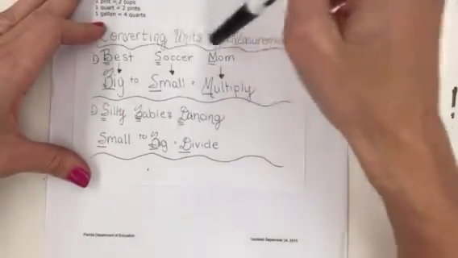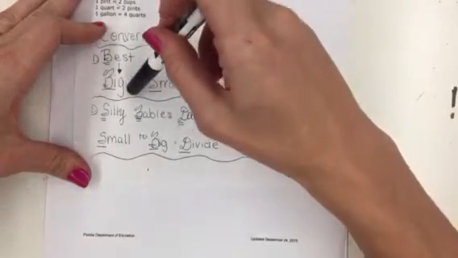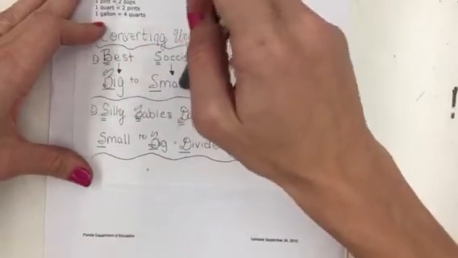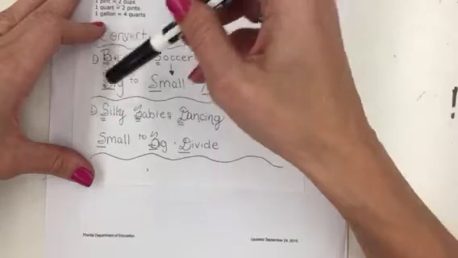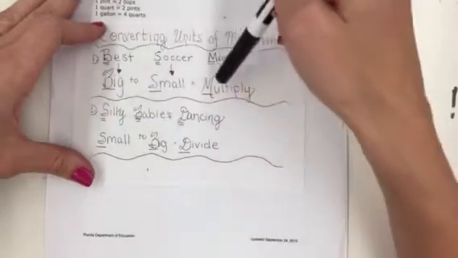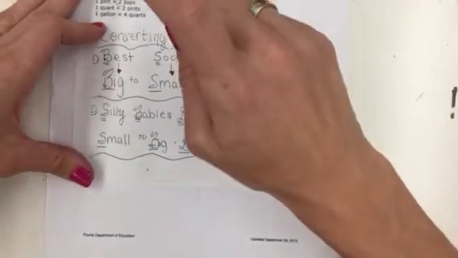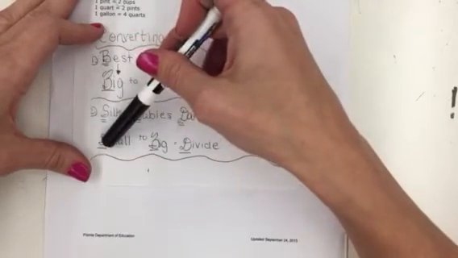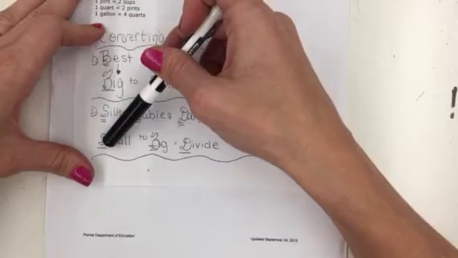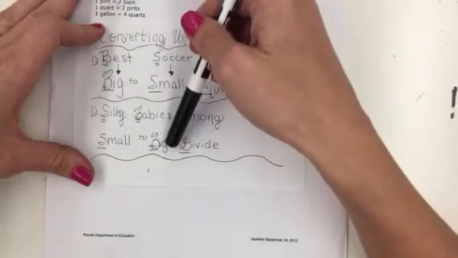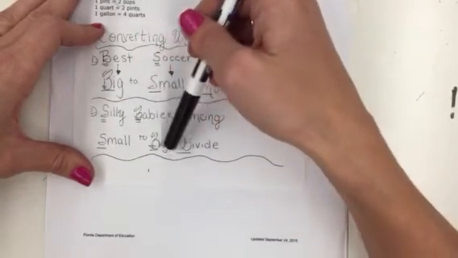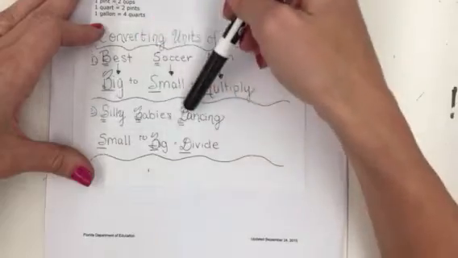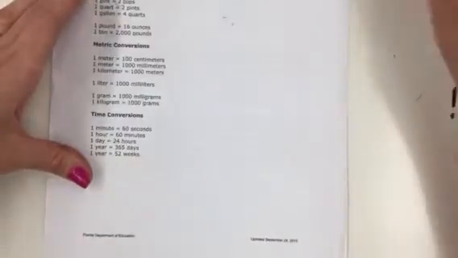I know best soccer mom is when I'm going from a bigger unit, like gallons, into a smaller unit, like cups. And when I'm going from big to small, I'm going to multiply. In the reverse, I have silly babies dancing. So when I'm going from a smaller unit, like inches, into a larger unit, like feet, I'm going small to big. I'm going to divide. Silly babies dancing. So just a quick little review.